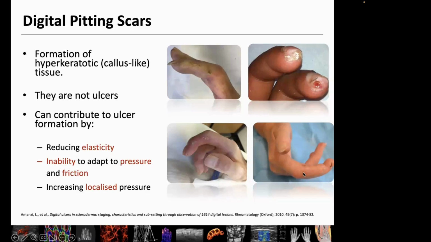So pitting scars don't always develop into ulceration, but because we have the blood flow compromise and so on, and the skin is compromised, and there is increased pressure at that specific point, it can break down.